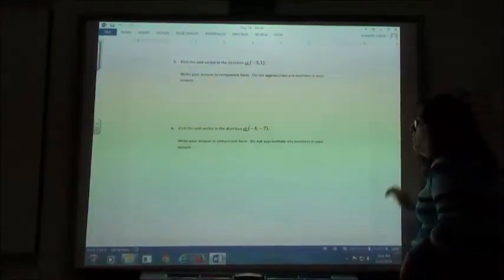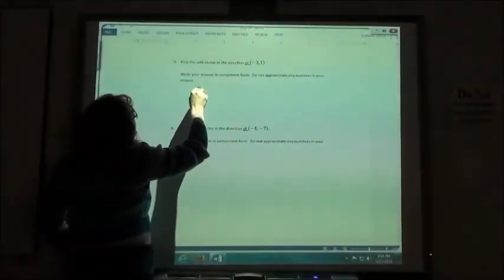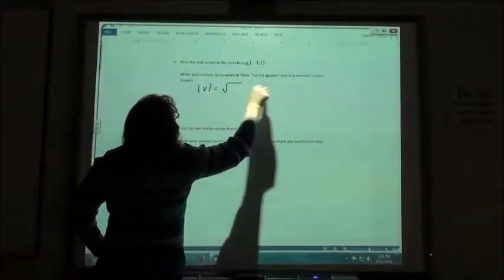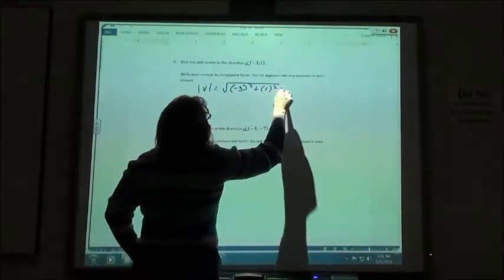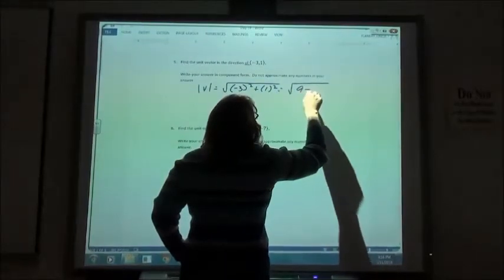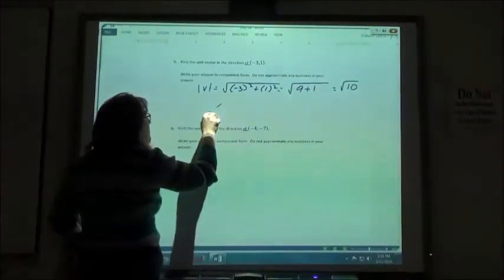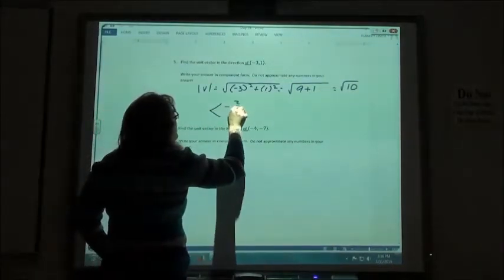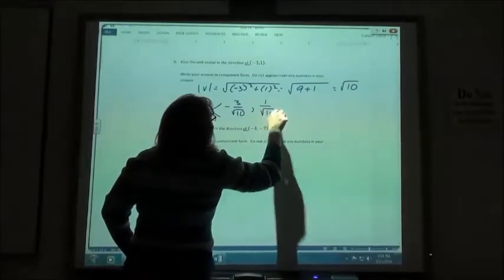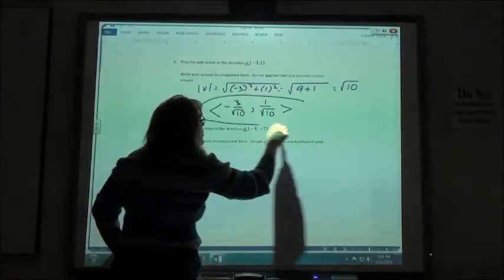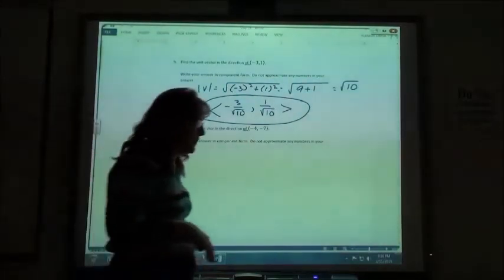So number 5, if I want to find my unit vector, again, I'm first going to find the magnitude of my vector. So the square root of negative 3 squared plus 1 squared would give me 9 plus 1, square root of 10. So my unit vector is going to be negative 3 over the square root of 10 and 1 over the square root of 10. And that vector should have a magnitude of 1 if you wanted to check it out.